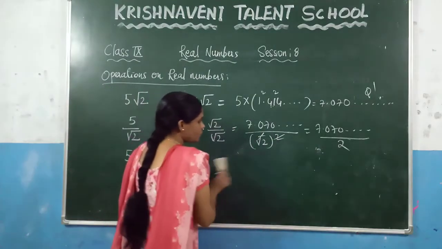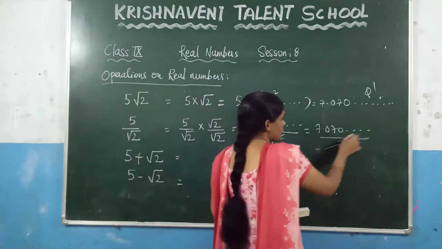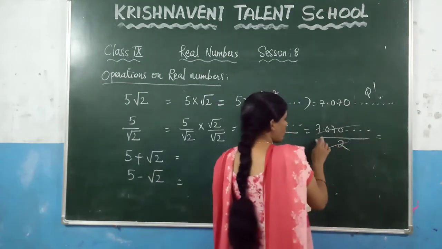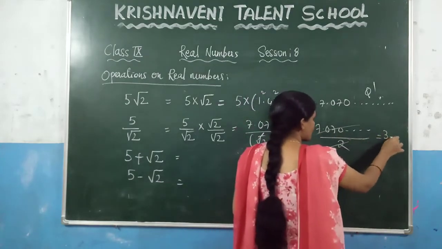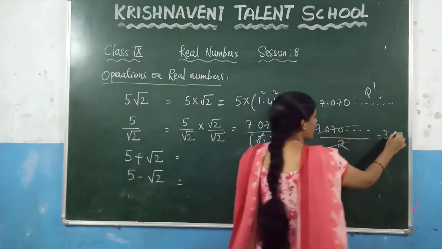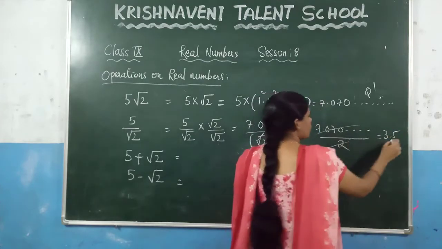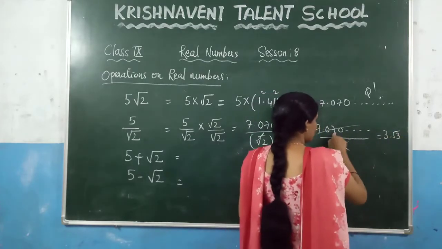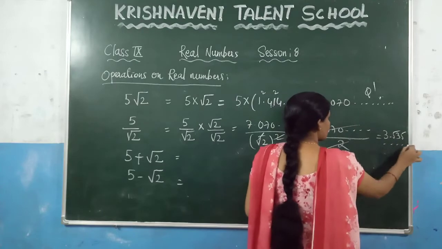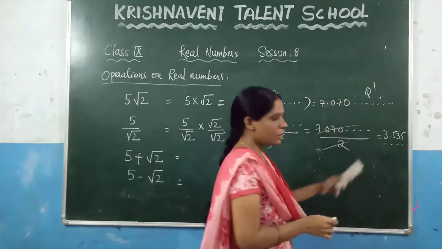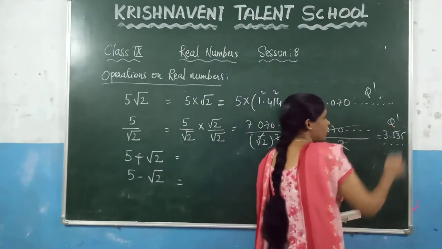Now here you can cancel it. One. How much will you get? 2 3s are 6, 1 will be left. 2 5s are 10, and after it 2 3s are 6, and 1 will be left. That means it goes on and so on. It is also an irrational number.